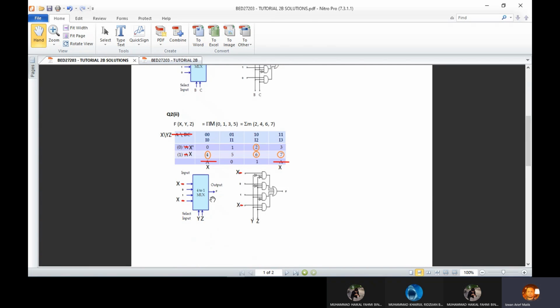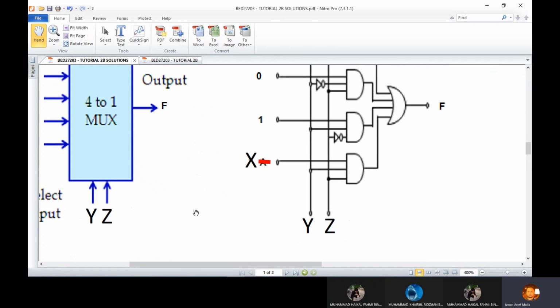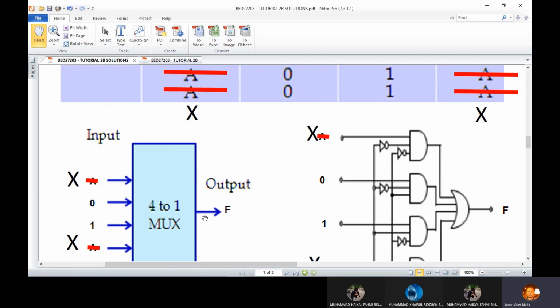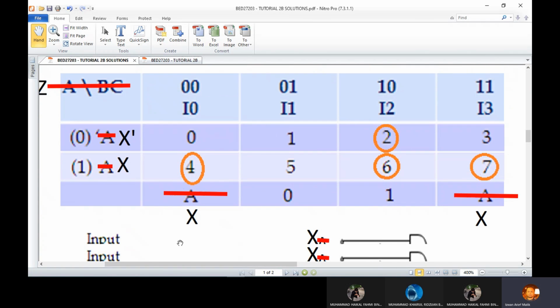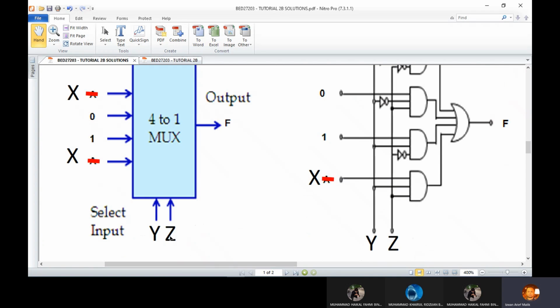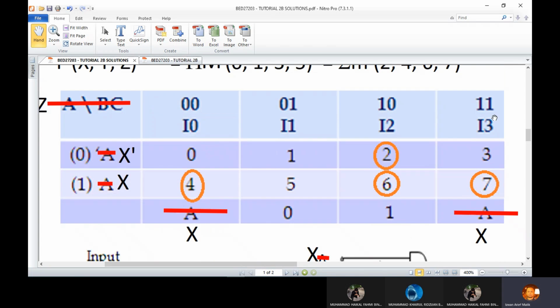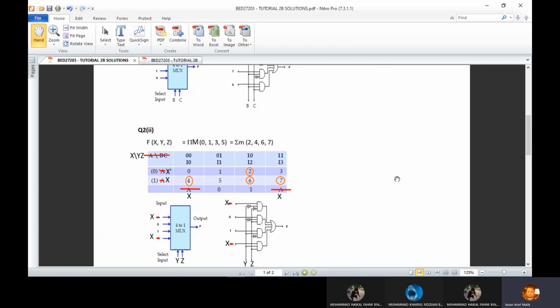Okay, so meaning apa yang akan jadi sini kita tengok kat sini lah. Example ni ya. Second one, when Y and Z is 0, 0, output F will become X. Kalau 0, 1, dia akan jadi kosong. 1, 0, F will become 1. 1, 1, F will become X. Okay, so that is how I read them from this table.